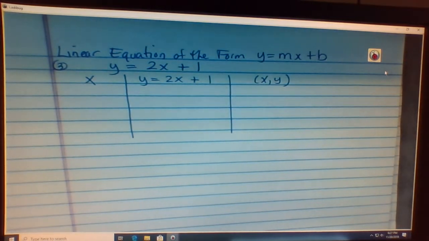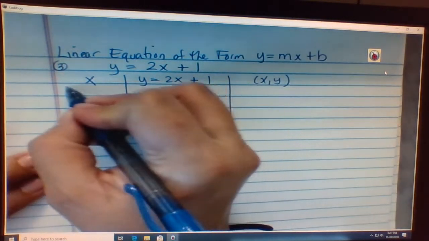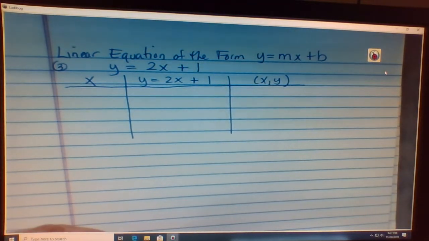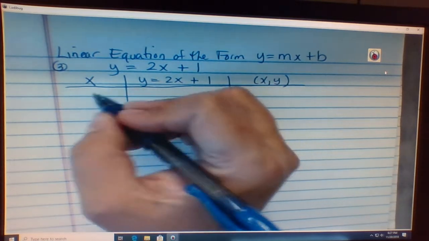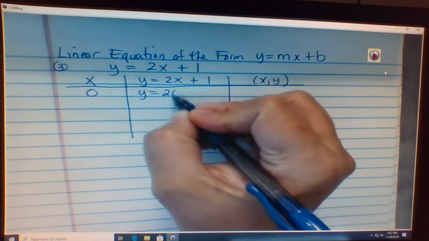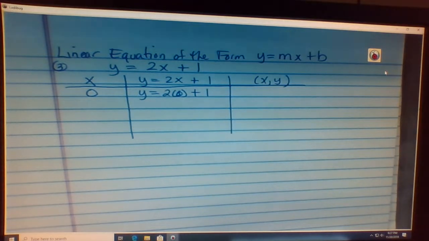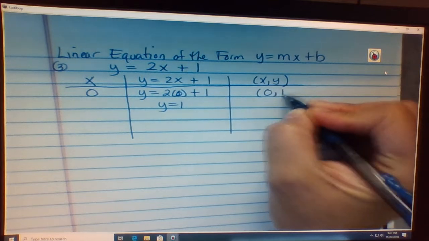What do you want to pick? I heard 1, I heard 3, so we're going to try those 2. And I always told you to choose which one? 0. 0 is always going to make it easy. So I'm going to start with 0, then do 1, then 3. Okay? So let's do 0. y equals 2 times 0 plus 1. Well, what's 2 times 0, guys? 0. So y is 1. So my answer is 0, 1.